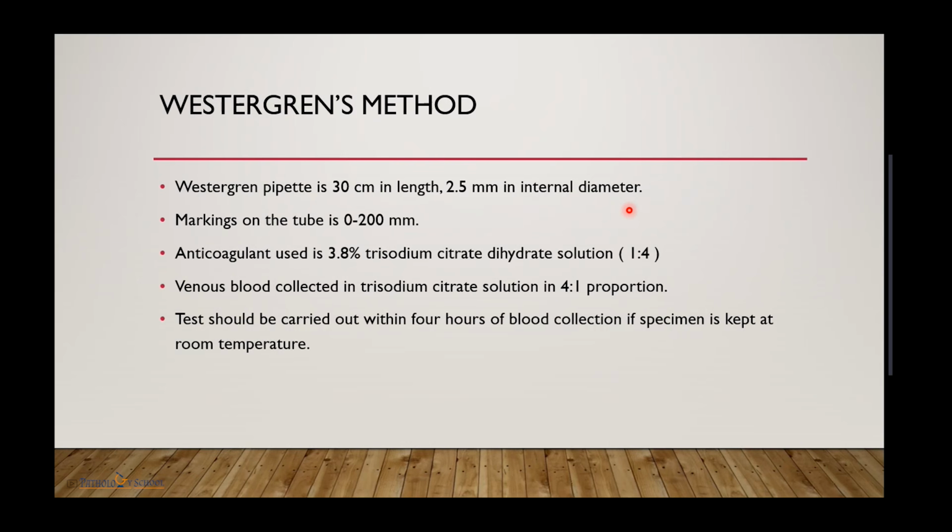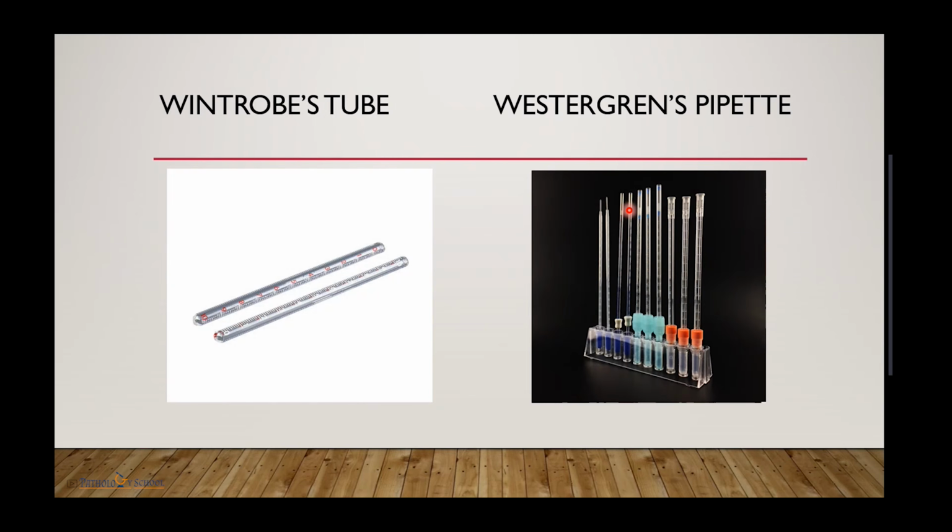Next method is WESTERGREN'S method. Here we use WESTERGREN'S pipette, which is 30 centimeter in length, 2.5 mm in internal diameter. Here the marking on the tube is only up till 20 centimeter. And the anticoagulant used is 3.8% trisodium citrate dihydrate solution, which is diluted with the venous blood in 4:1 proportion. The test has to be carried out within 4 hours of the blood collection if the sample is being kept at room temperature. Here's the comparison between the WINTROBE tube and the WESTERGREN'S pipette.